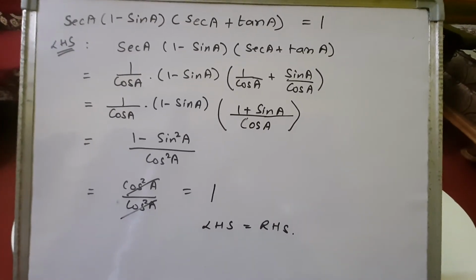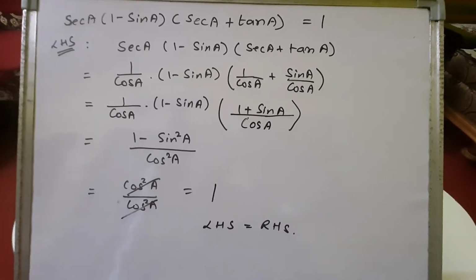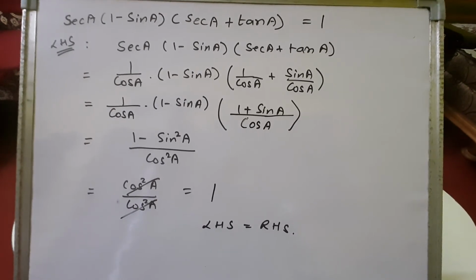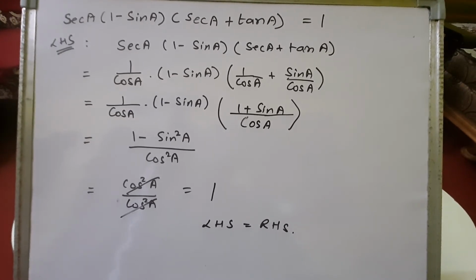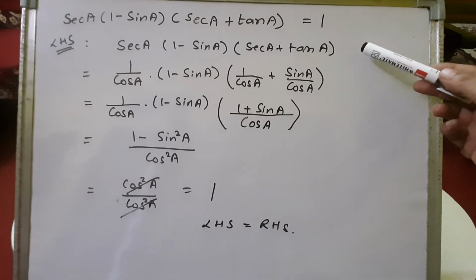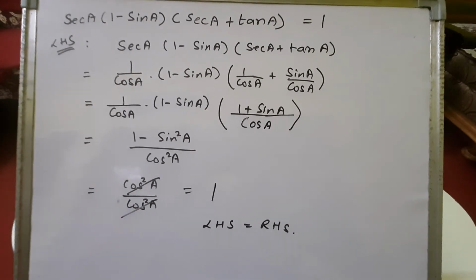Let's see another sum, children. Now we have to prove that sec A into bracket 1 minus sin A into bracket sec A plus tan A equals 1. Right? Now again we are going to pick one side, simplify it, and then prove it equal to the other side. Same procedure we are going to apply here. Now let's see the LHS. Left hand side is given, so let's pick LHS: sec A (1 minus sin A) in bracket (sec A plus tan A), right?